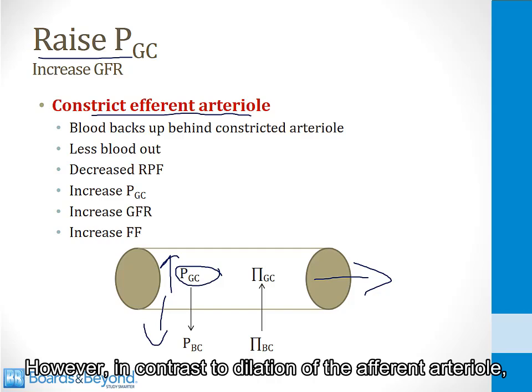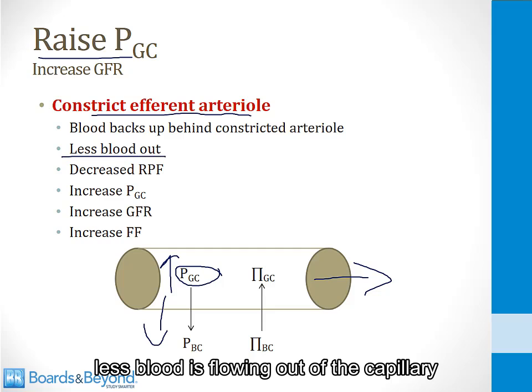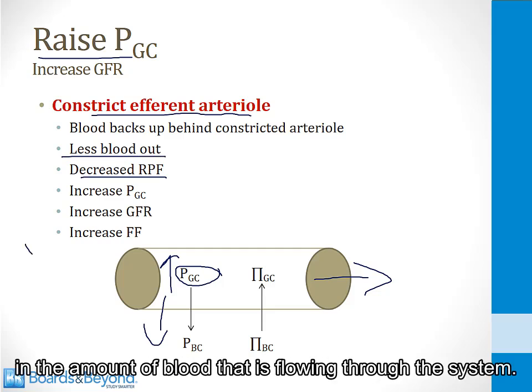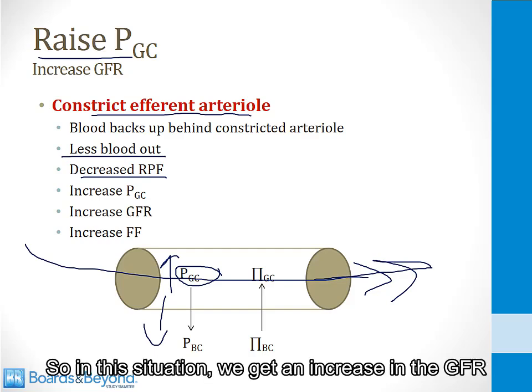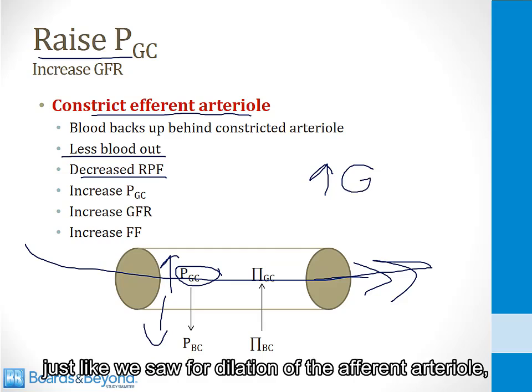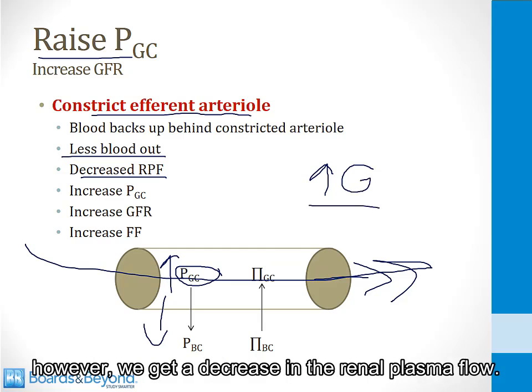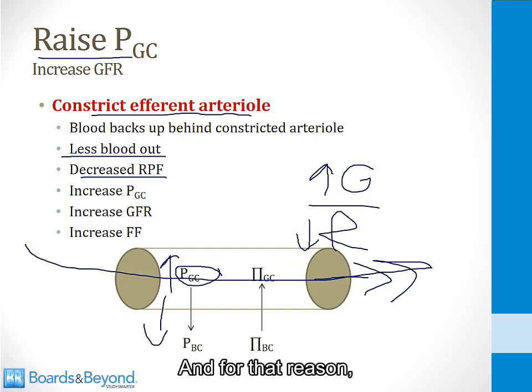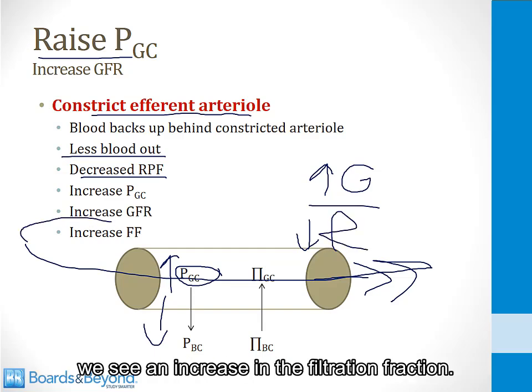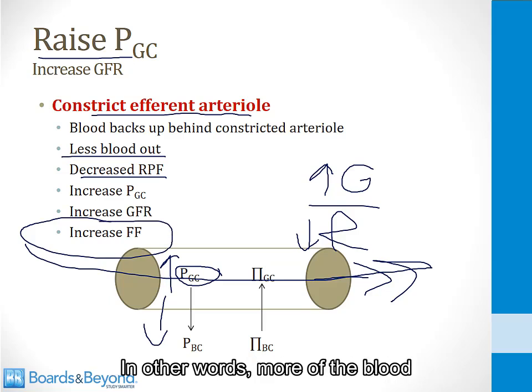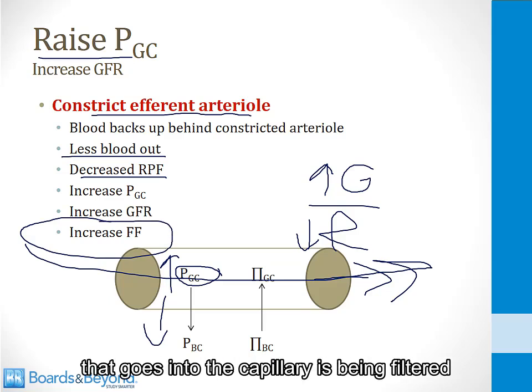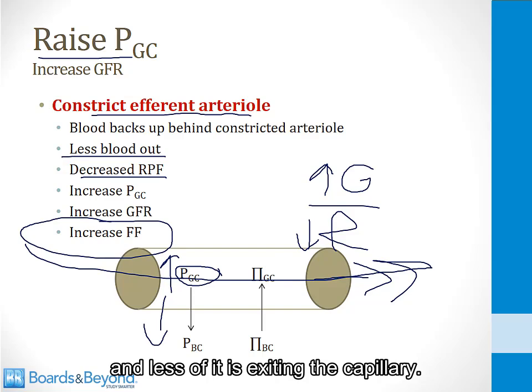However, in contrast to dilation of the afferent arteriole, less blood is flowing out of the capillary, and there's an overall decrease in the amount of blood that is flowing through this system. So in this situation, we get an increase in the GFR, just like we saw for dilation of the afferent arteriole. However, we get a decrease in the renal plasma flow, and for that reason, we see an increase in the filtration fraction. In other words, more of the blood that goes into the capillary is being filtered and less of it is exiting the capillary.